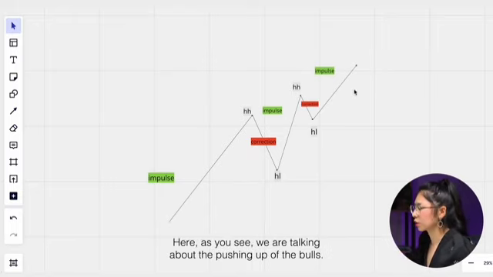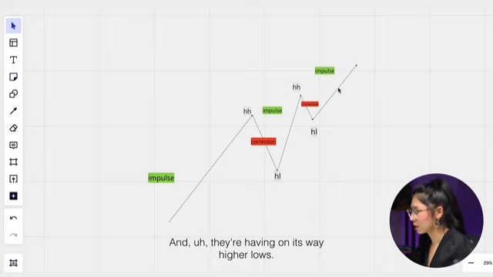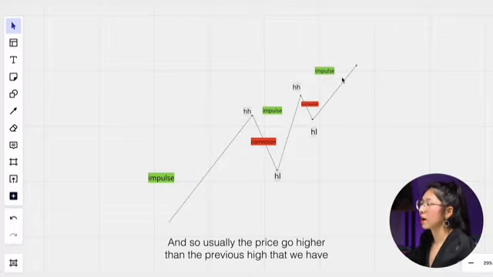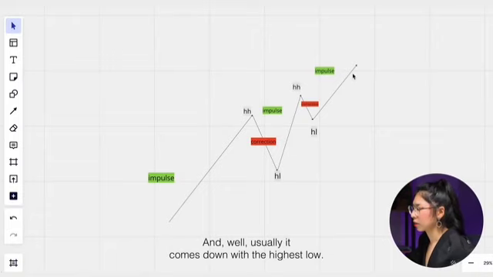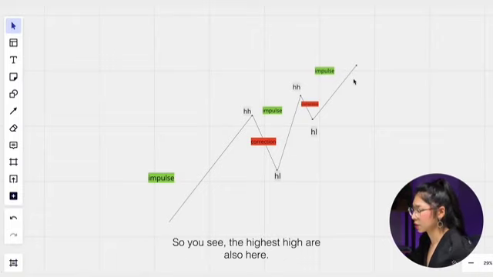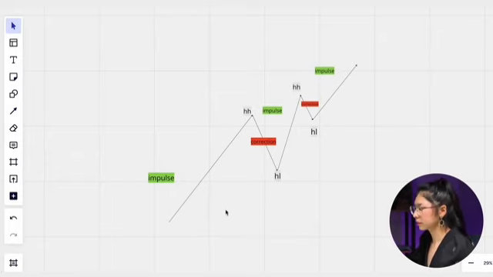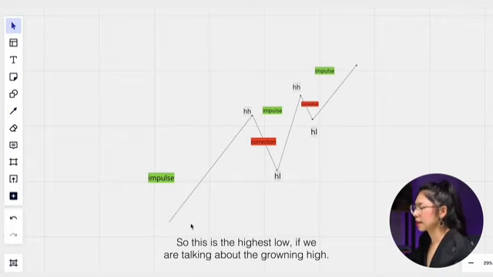Here you see we are talking about the pushing up of the bulls. The main structure here is of course for the bulls, and they're having on its way high lows, and so usually the price go higher than the previous high that we have right here. And well, usually it comes down with the highest low, so you see the highest high are also here. And if you're talking about the high positions or the points, the lower points are described as the highest low. So this is the highest low, and we're talking about the growing high.